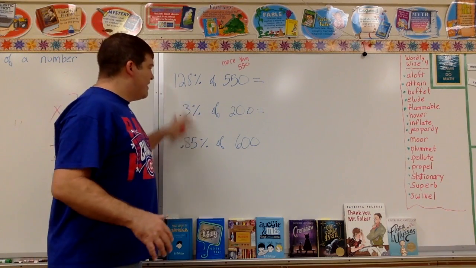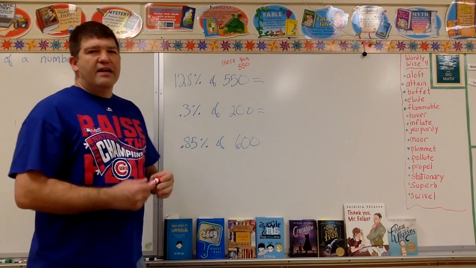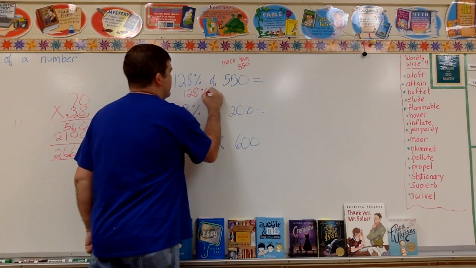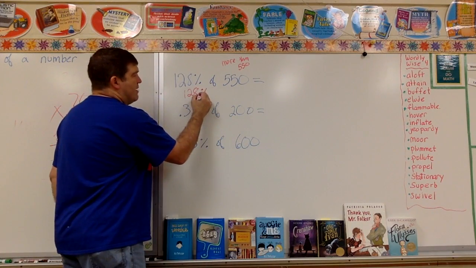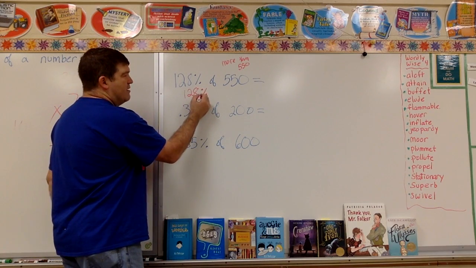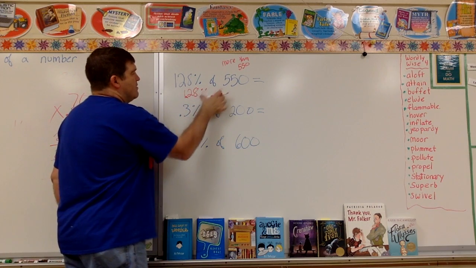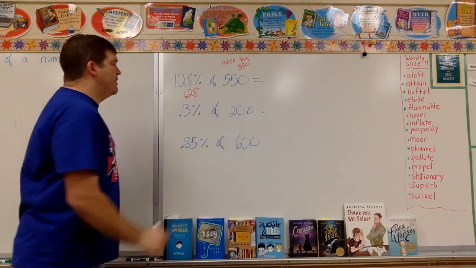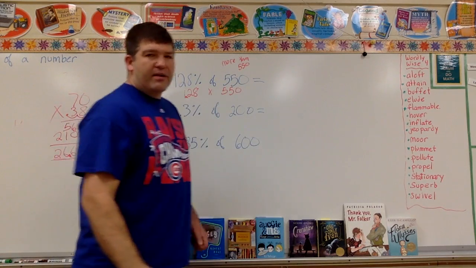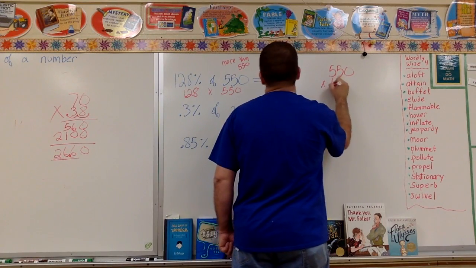When it's over 100%, I like to do a decimal. So I'm going to get rid of this percent. My decimal is right there to begin with. I just got to go over 2 this way. Get rid of it. 1, 2. Okay? So my decimal is 1.28 times 550. Now, I'm going to come over here and do this. 550 times 1.28.